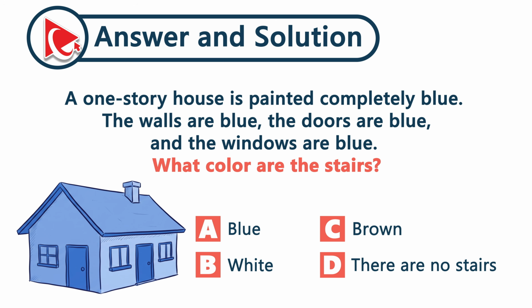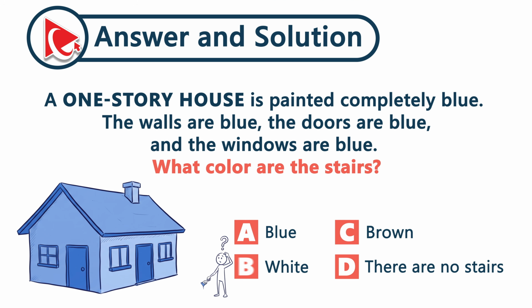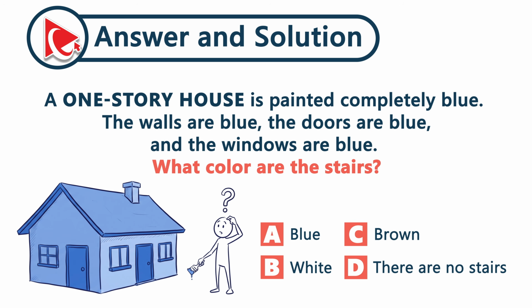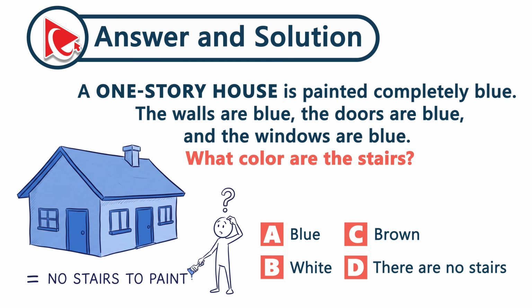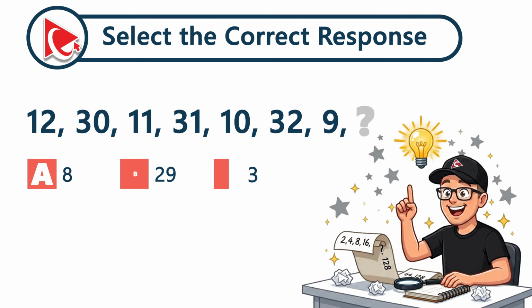The key detail here is one-story house. I hope you paid attention. A one-story house does not need stairs to other floors, and the correct answer here is choice D. There are no stairs.